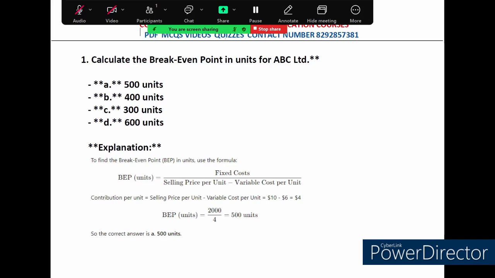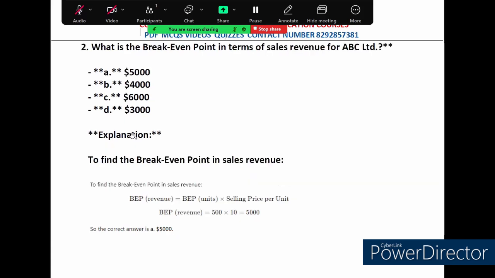At this point, the company is not making any profit, but it is not losing money either. It is breaking even. Any sales beyond 500 units will start generating profit for the company. So understanding break even point is crucial for any business. It helps to set sales targets and make informed decisions about pricing and cost. Right? Now let's come to the next part of this particular question.